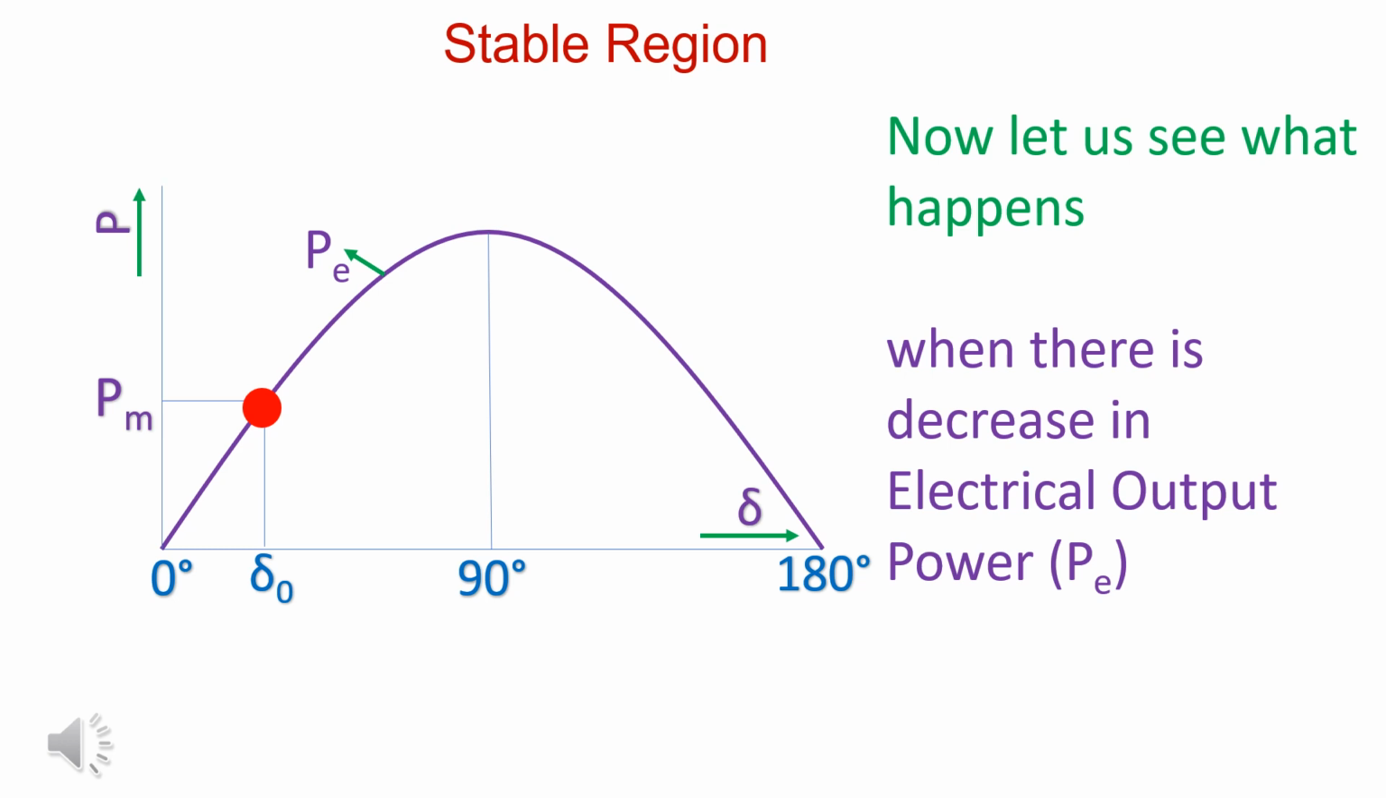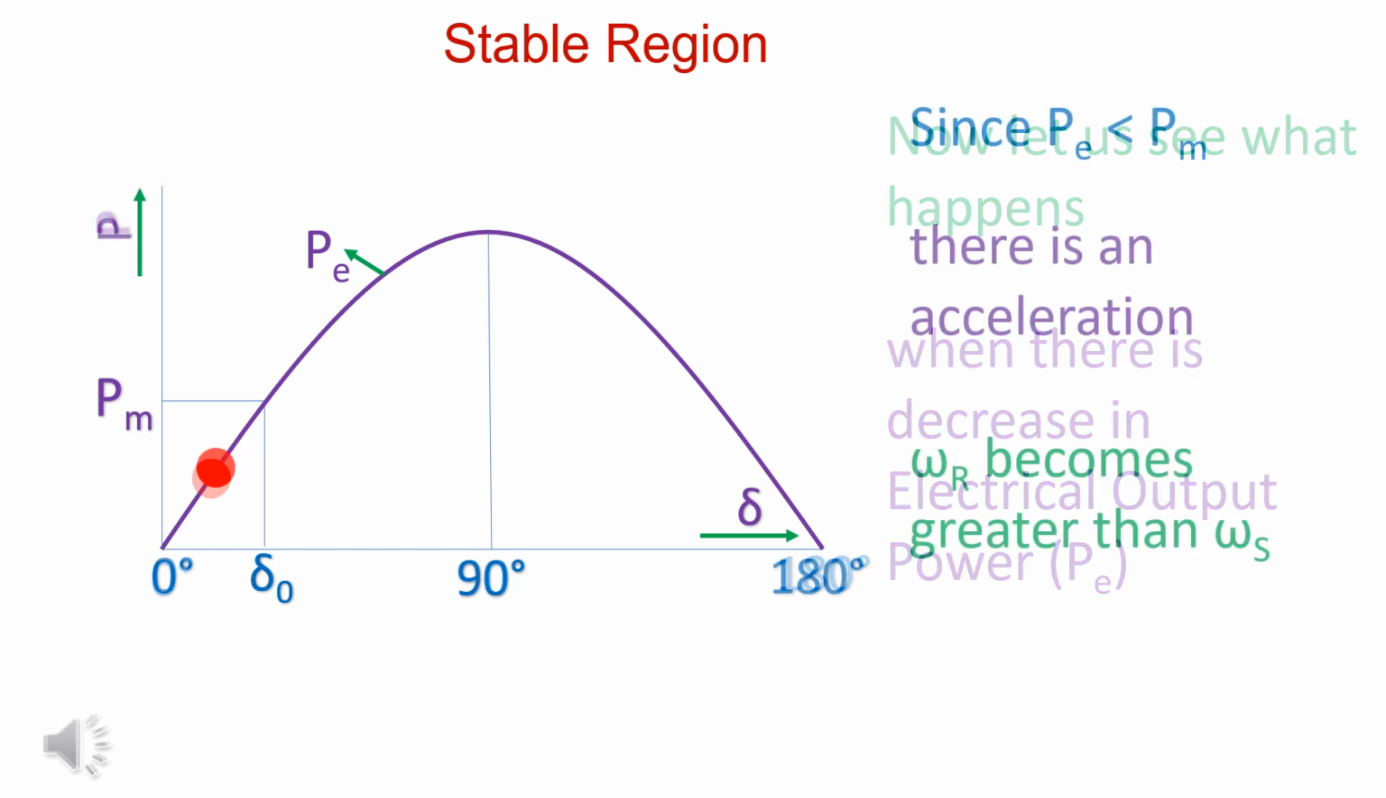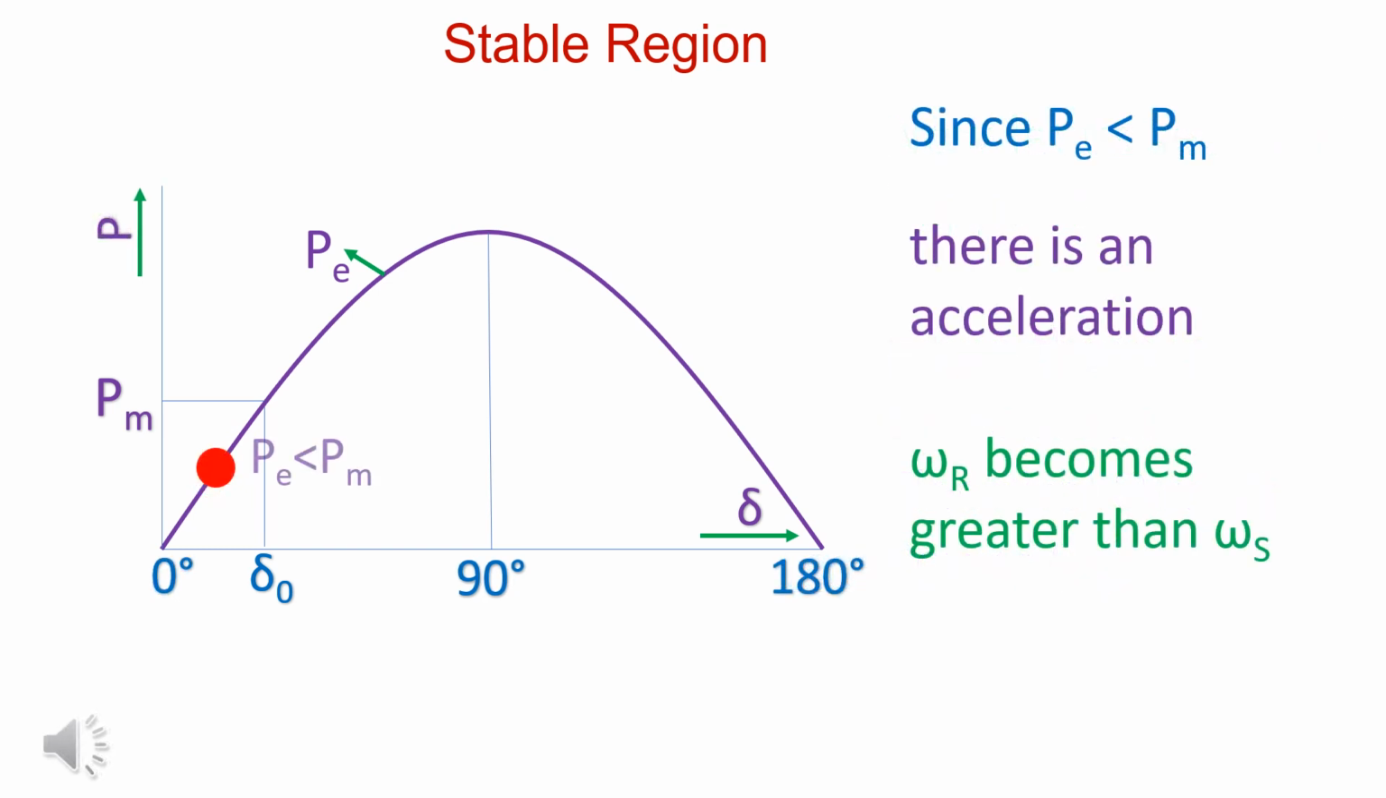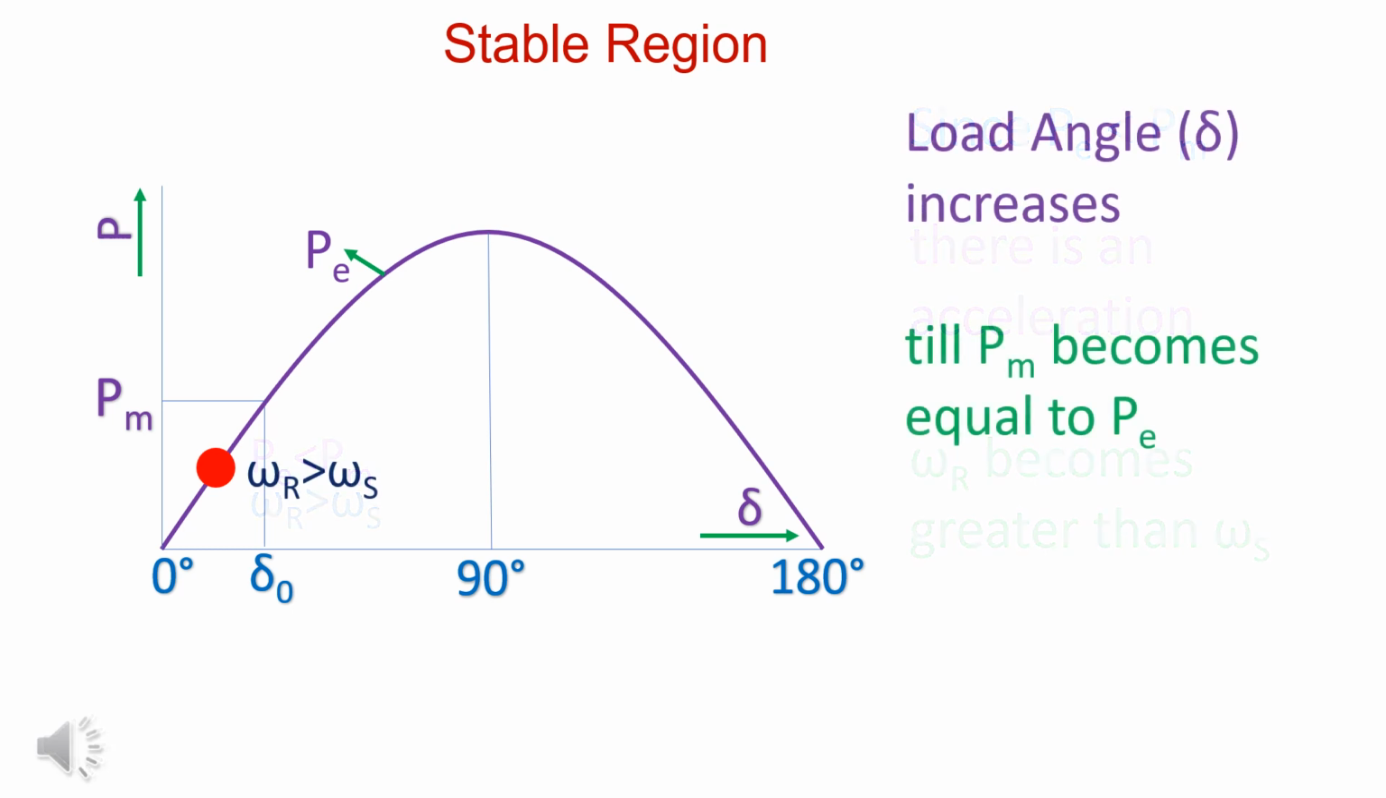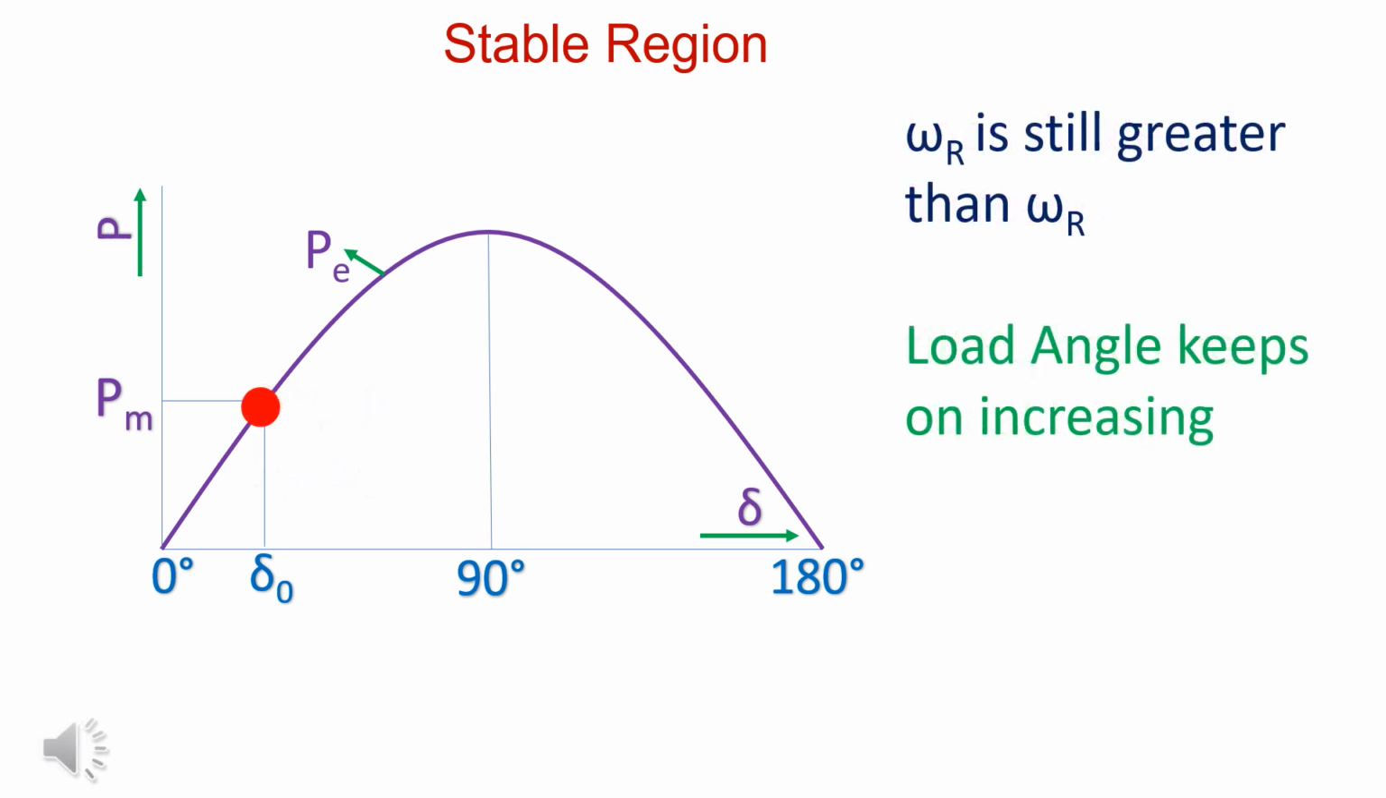Now let us examine when electrical power output Pe decreases suddenly. Pe becomes less than Pm, omega r becomes more than omega s. Load angle delta increases and Pm becomes equal to Pe. But omega r is still greater than omega s. Load angle keeps on increasing.